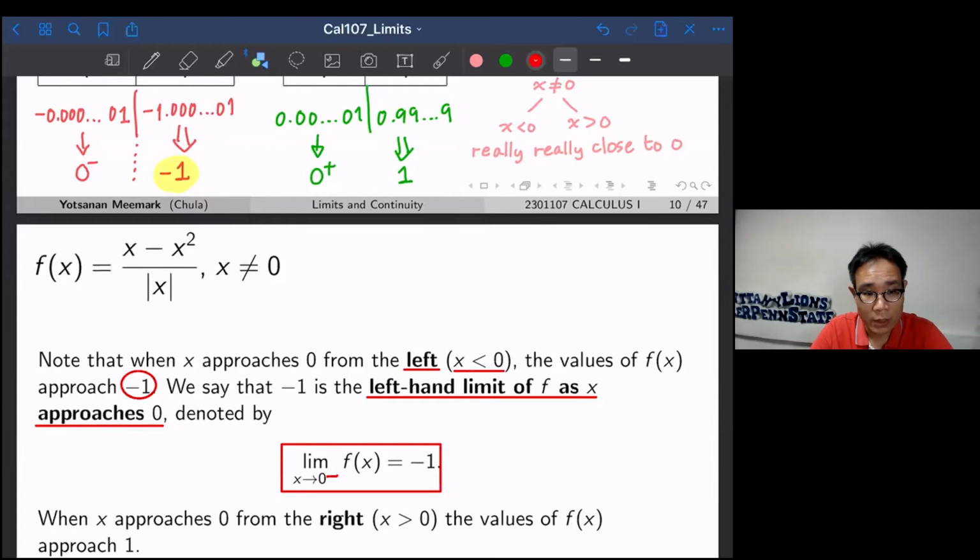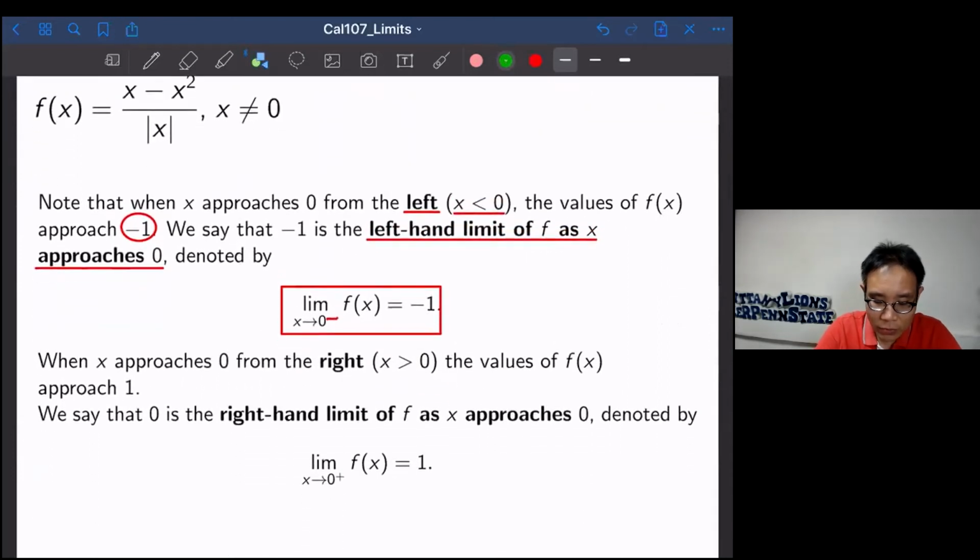Okay, so this one is the red case. The green case here, when x approaches 0 from the right, the value of f(x) approaches 1. We say that 1 is the right-hand limit of f(x) as x approaches 0.